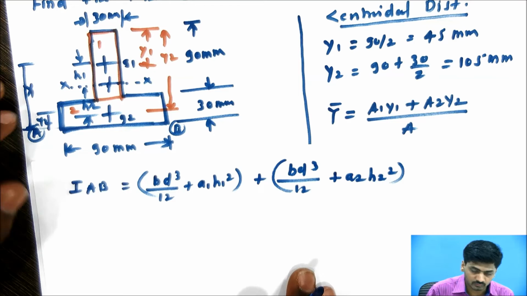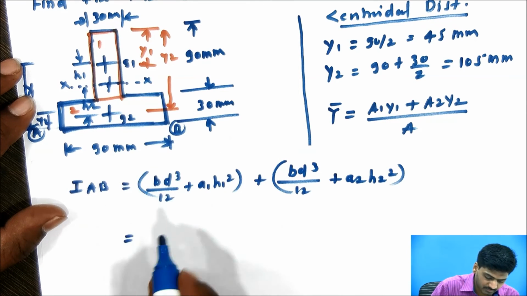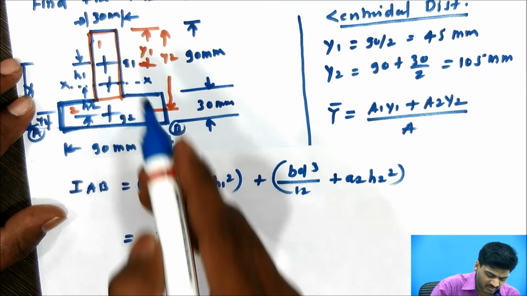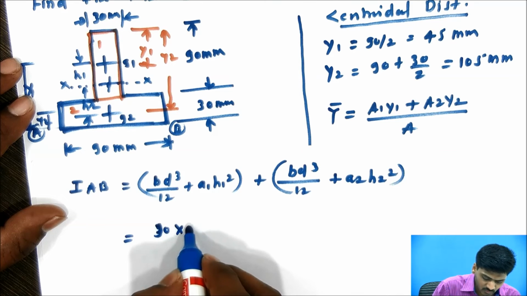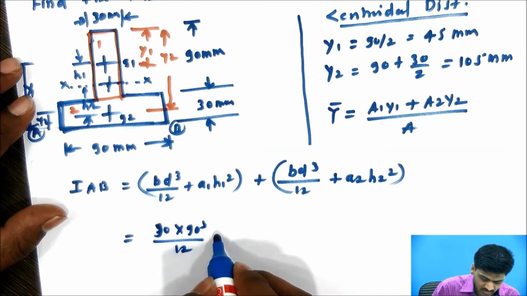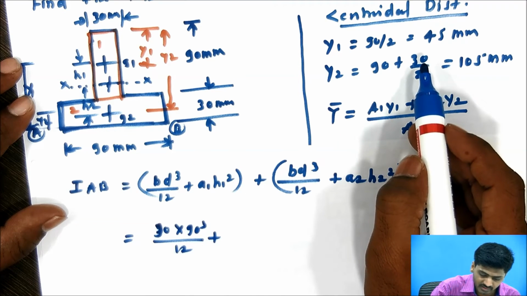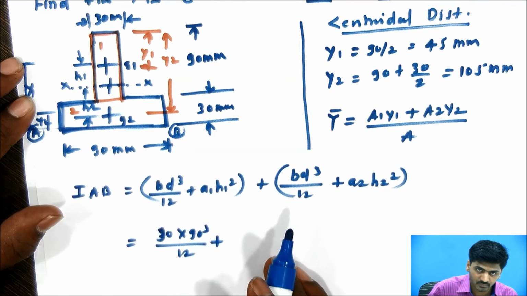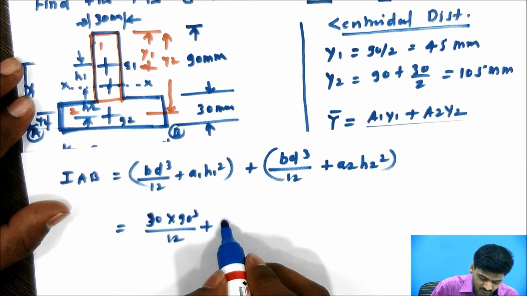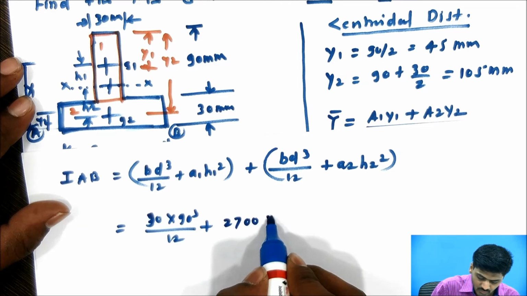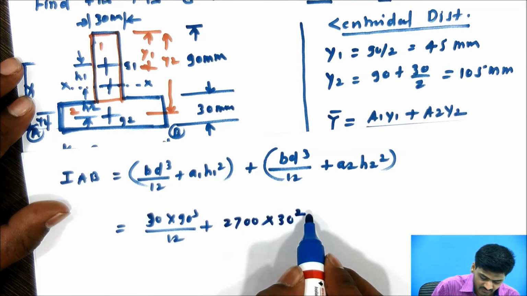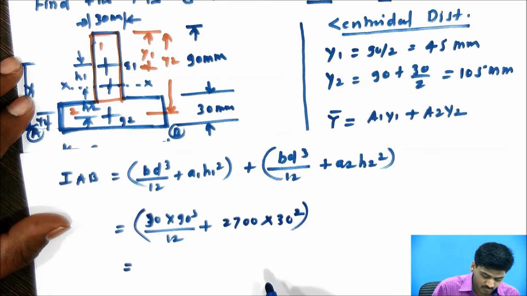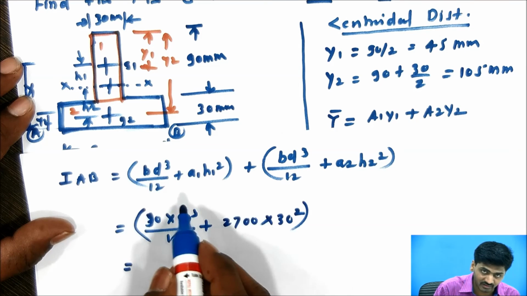Please observe the figure now. For figure number 1, BD cube, that is B is 90, or you may consider this is 30 into 90 cube divided by 12 plus area. Area of figure number 1 already you have calculated, so it's 2700. So let's observe, this is 2700 into H1 already you have calculated 30 square. So do the calculation and try to identify the moment of inertia. This is for first part.